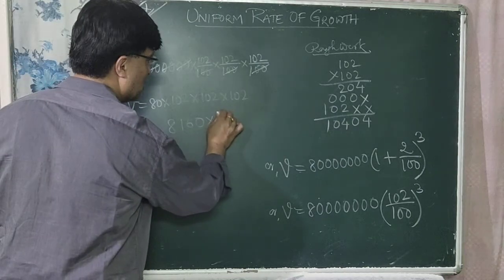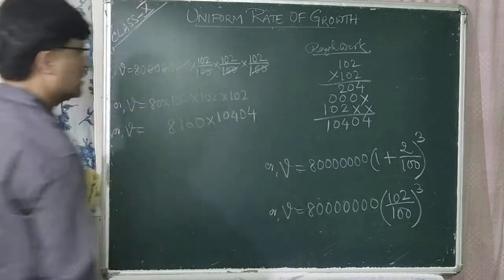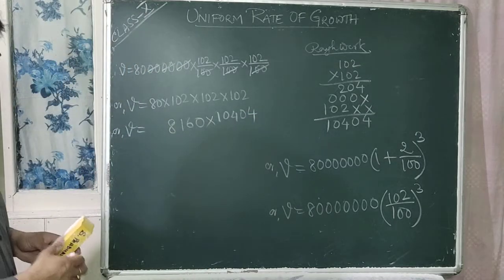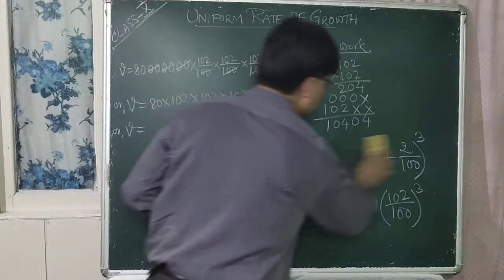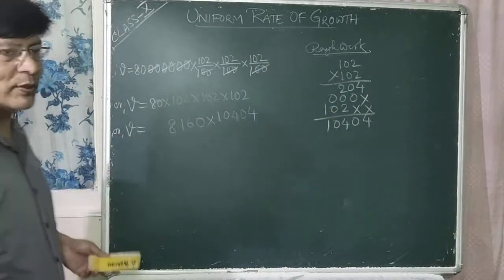So it is 10404, right? This is 10404. Again, you have to multiply 10404 by 8160.